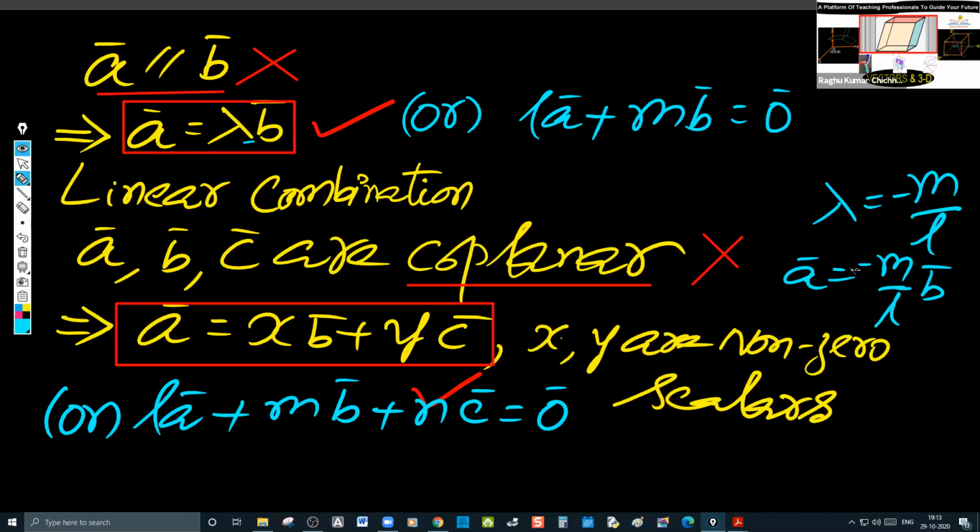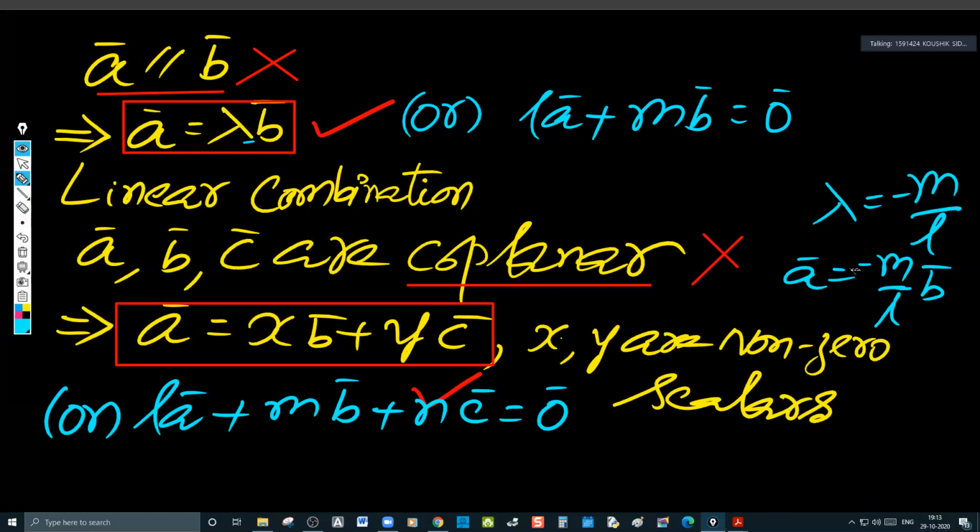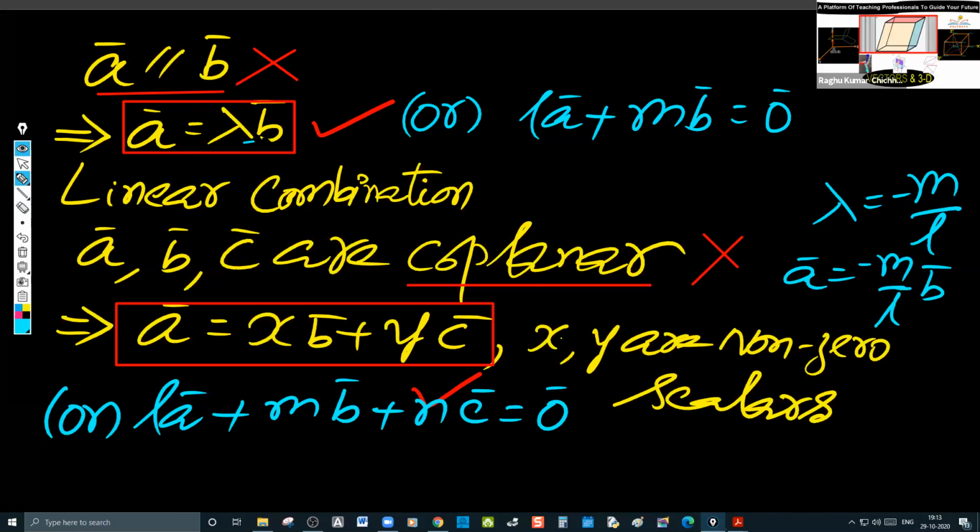Now I got it, Kaushik? Yes, sir. What I'm saying, this one, A bar is equal to lambda B bar, and L A bar plus M B bar is equal to zero bar. Both are the same, I'm saying. How? That's what I'm showing. If lambda is equal to something like a fraction, minus M by L, a rational number, and you replace lambda with minus M by L, what are you getting? L A bar plus M B bar is equal to zero bar. So what I mean to say, both are the same. That's what I'd like to tell you.